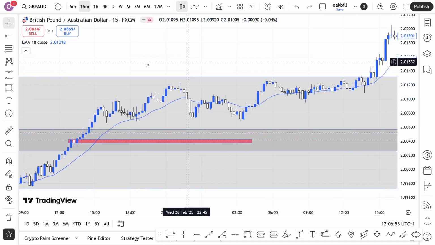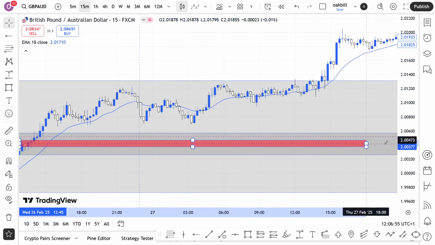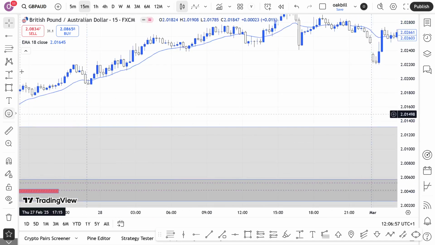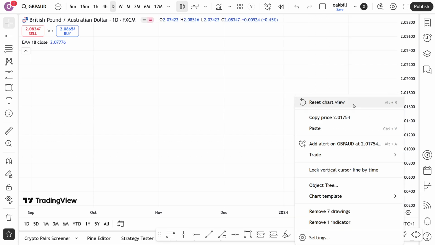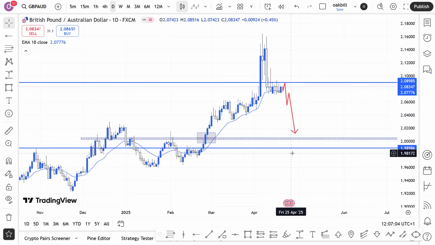So on GBPAUD, we are still on a downward movement. We're on a downward movement to this point here, and from this point here, we might see a little bit of retracement back to the upside and keep going. So that's the analysis for the week.